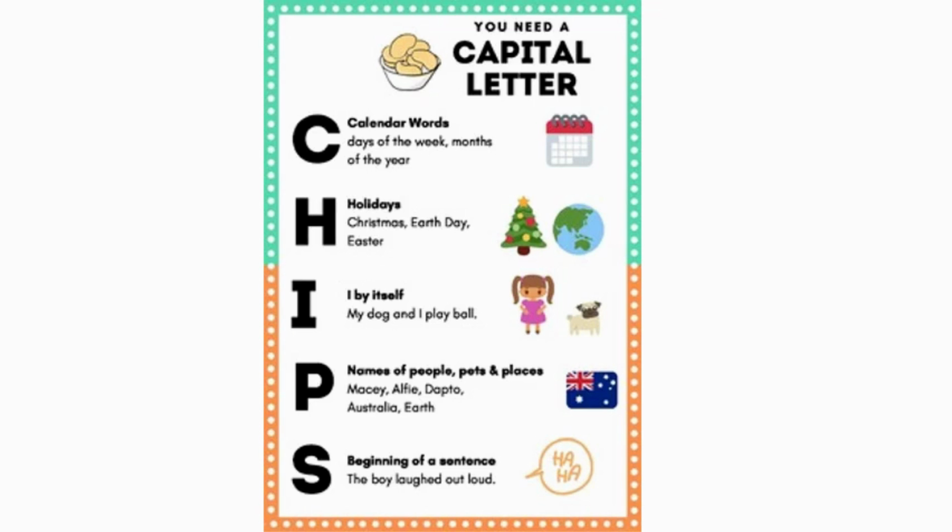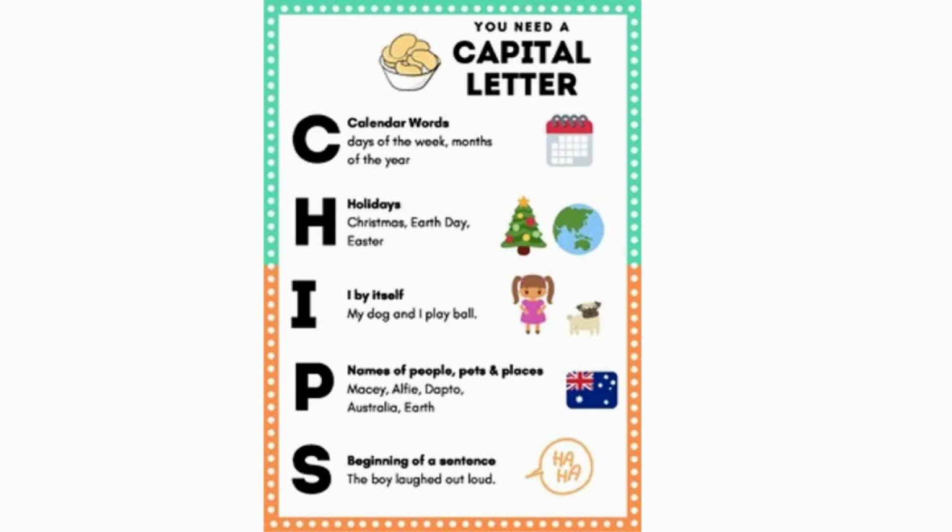Then H stands for holidays. Holidays are Christmas, Diwali, Pongal. When you talk about holidays, you have to write the first letter as a capital letter. Then I stands for I by itself. When you write I at any place in a sentence, you have to write it as a capital letter. I is a single letter word, and if you use I anywhere in a sentence, you will write it in capital letter.